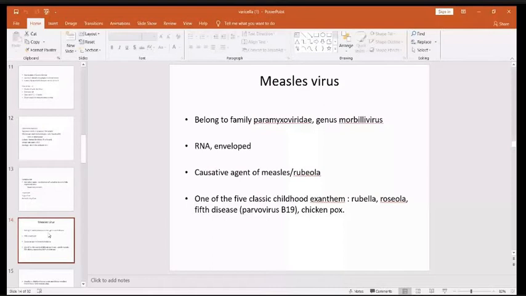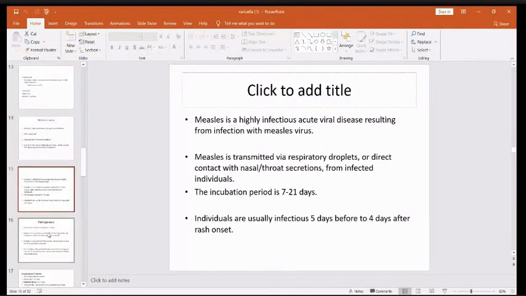And measles is again a highly infectious disease. It can be transmitted easily, and transmission is through the respiratory droplets of the infected patient. The incubation period is around 1 to 3 weeks, and individuals are infectious before and after the appearance of the rash. We can put a range of around 4 to 5 days before and after the appearance of the rash.